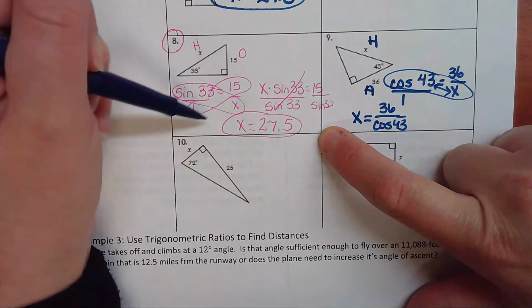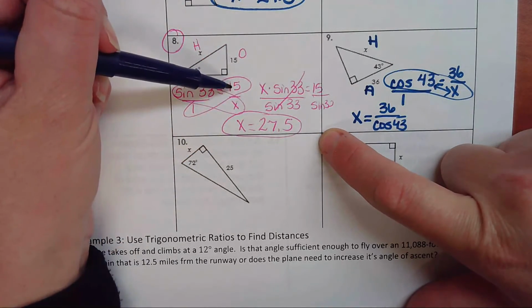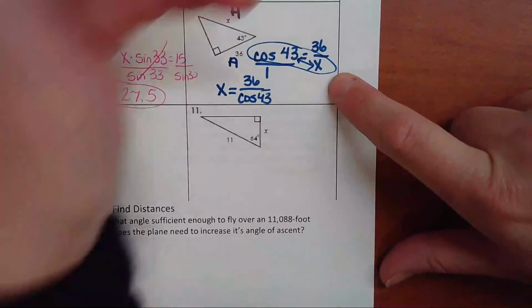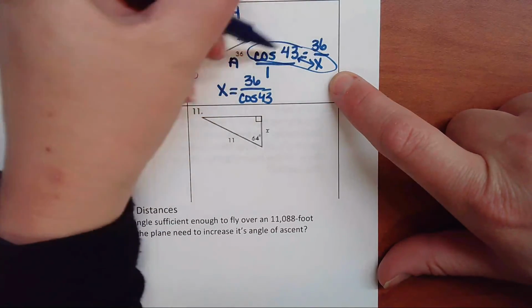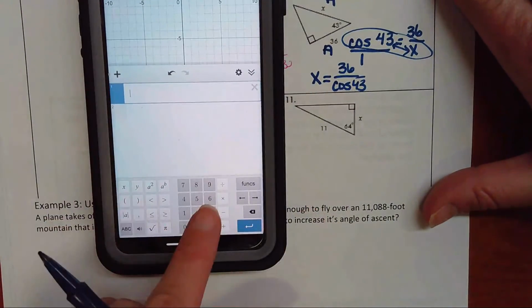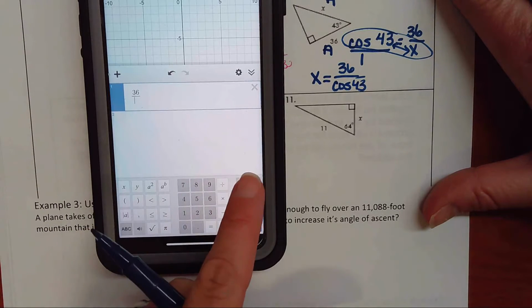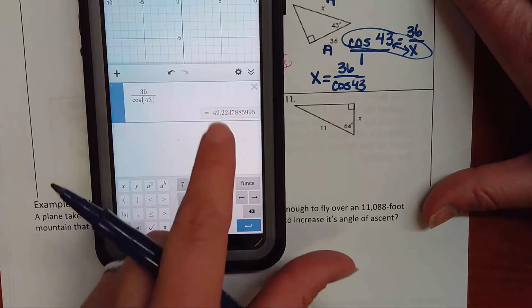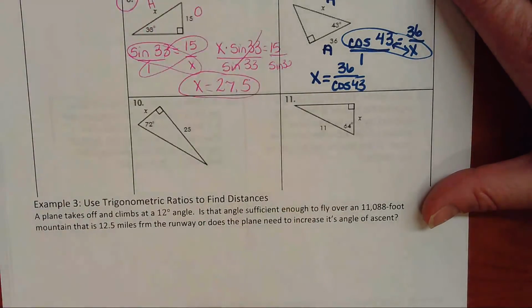So once we cross multiplied and everything, we took the 15 and divided by the sine of 33. And we can do that here. We're going to take the 36 and divide by the cosine of 43. I can't do that in my head, so let's see what this is. 36 divided by cosine 43, and you get 49.2.